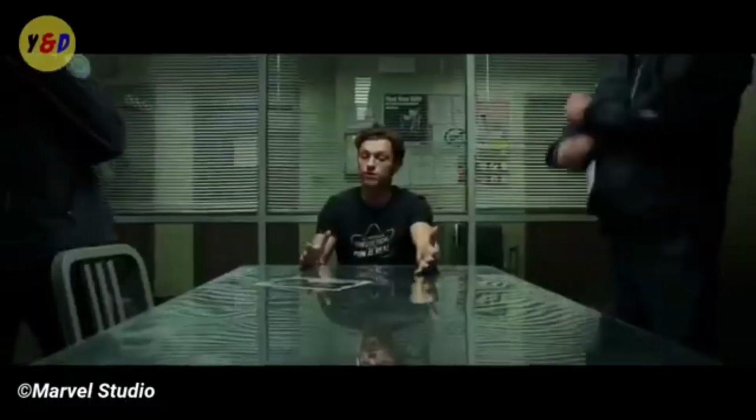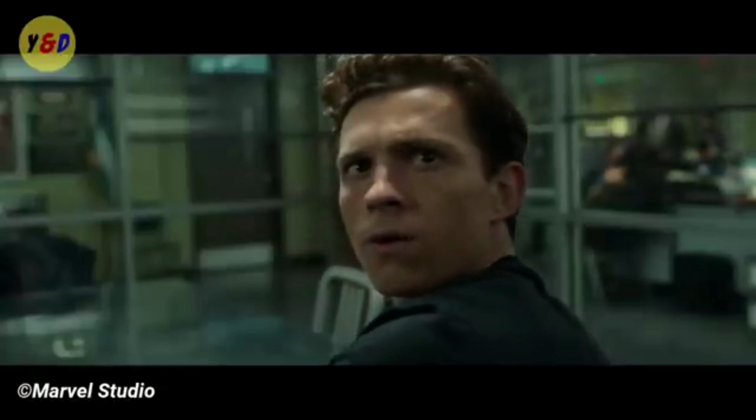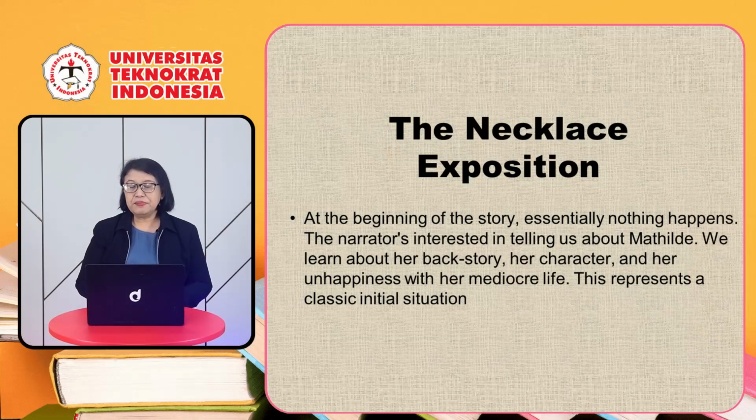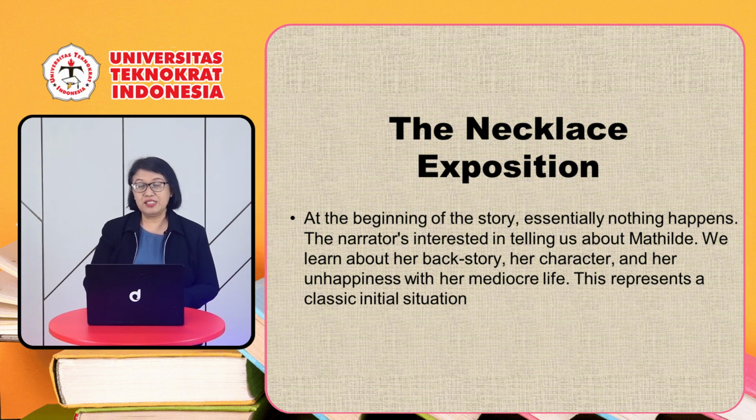Without a strong exposition, the audience might feel disconnected from the story. The example of exposition we can see easily in the short story The Necklace by Guy de Maupassant. At the beginning of the story, essentially nothing happens. The narrator is interested in telling us about Mathilde. We learn about her backstory, her character, her unhappiness with her mediocre life. This represents a classic initial situation. This is great if you read the story.